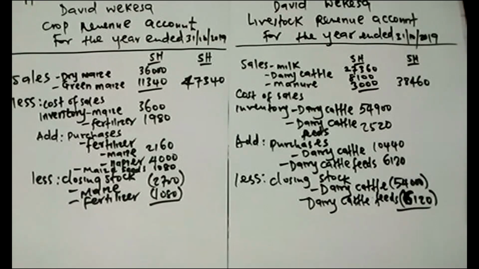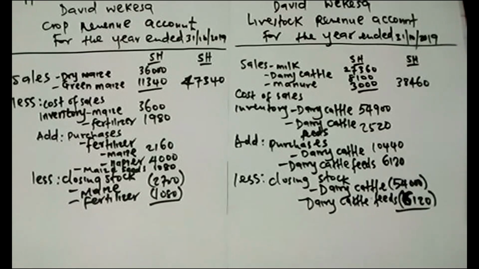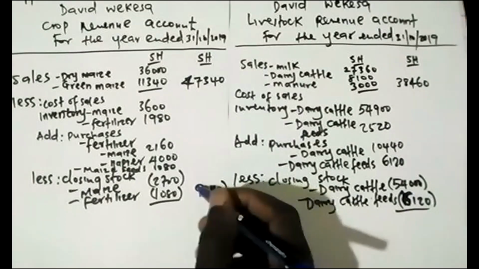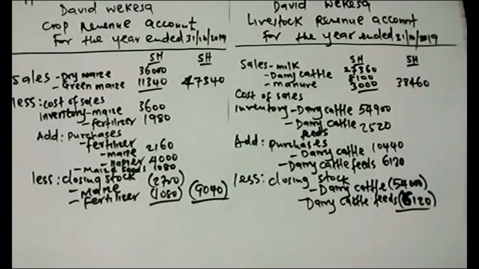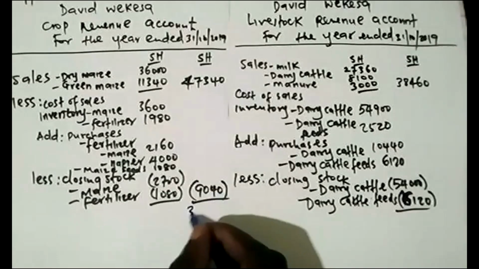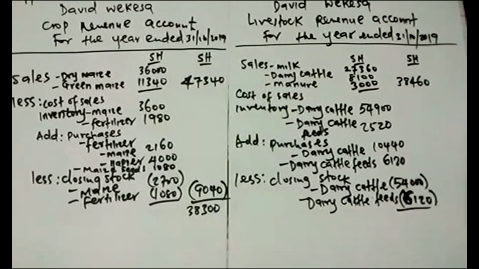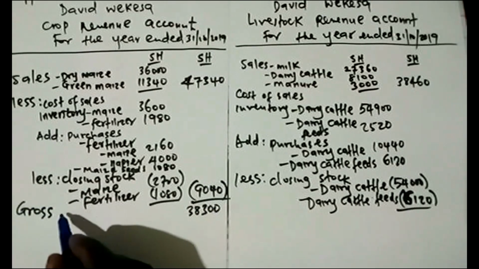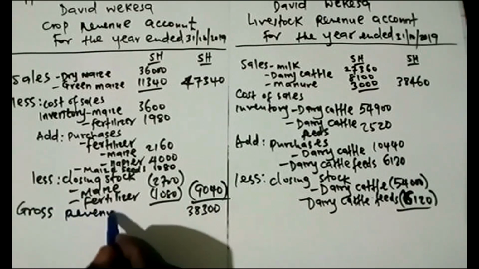Sieka, what are you getting? 90/40. That is correct. So then if you take your 47,340 minus the answer, that is 38,300. So this is our gross revenue.